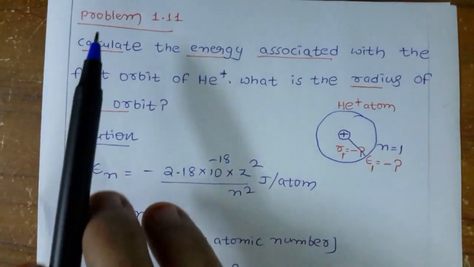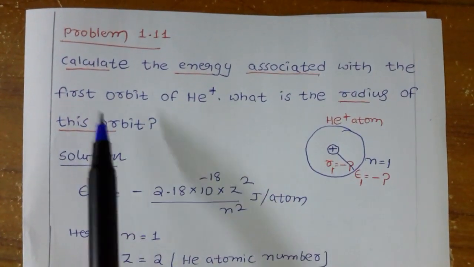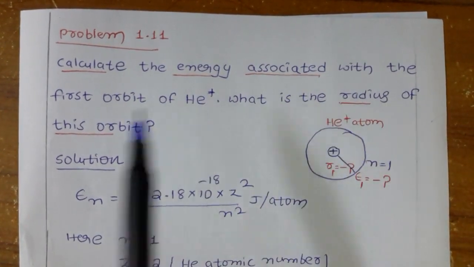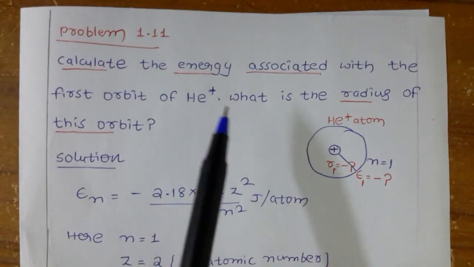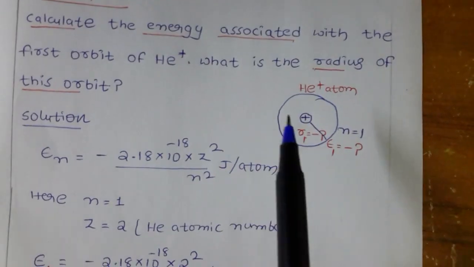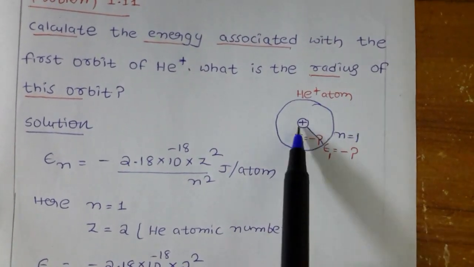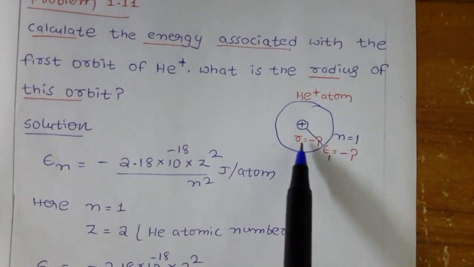Next, what is the question here? In the textbook, problem number 1.11. What is given here? Calculate the energy associated with the first orbit of He plus. What is the radius of this orbit? We have two questions. What is given here is the helium He plus atom. They want the energy of the first orbit, and what is the radius of this orbit?